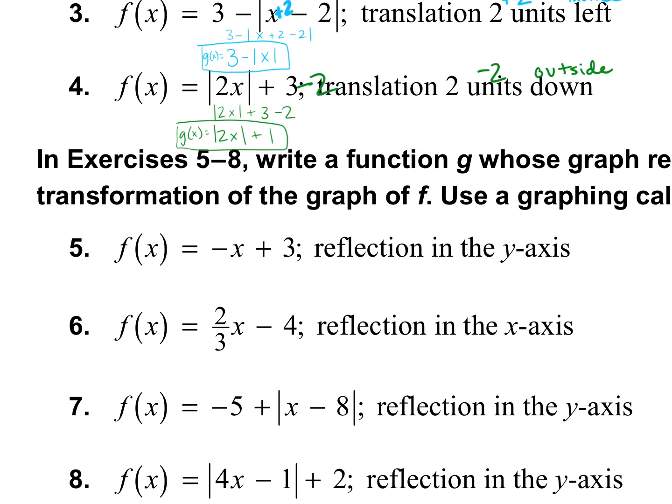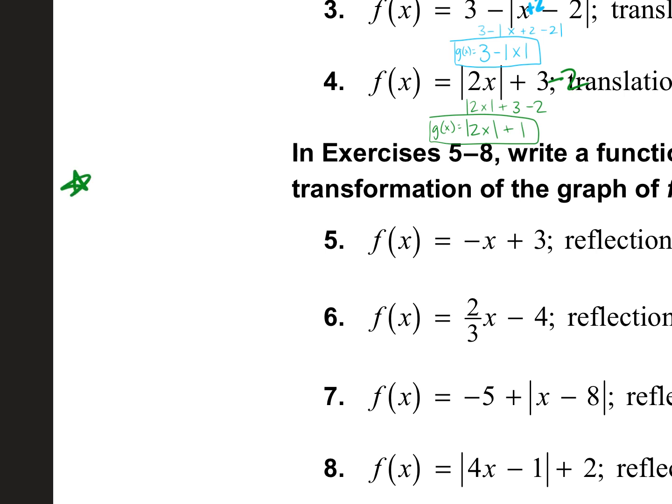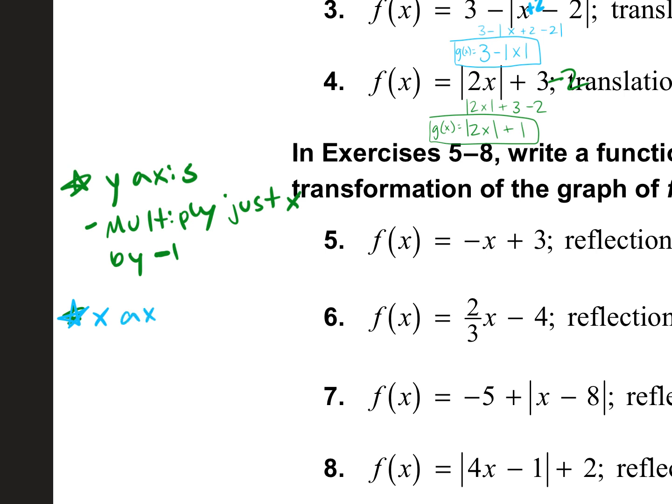All right, number 5. So if we have a reflection in the y-axis, what gets multiplied by a negative 1? Just the x. So we multiply just x by negative 1, or just by the negative. If we have a reflection in the x-axis, what gets multiplied by a negative? Everything.